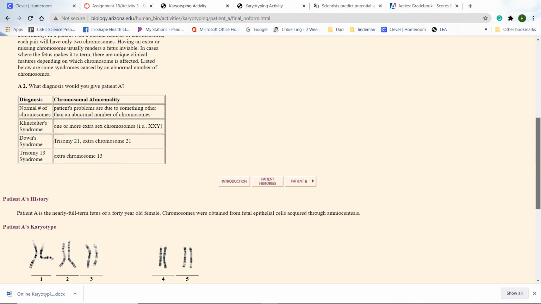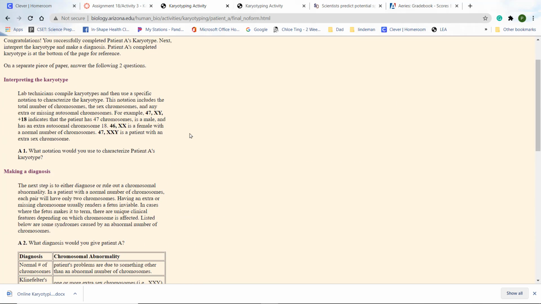Going back to our description, this notation includes the total number of chromosomes, the sex chromosomes, and any extra or missing autosomes. For example, 47,XY,+18 indicates that the patient has 47 chromosomes. So not 46, they're abnormal. They're a male because it's XY. XX would be a female, so they're male. And the extra chromosome is at the 18th. So they have 1 extra 18. It's a male with an extra autosomal chromosome 18.